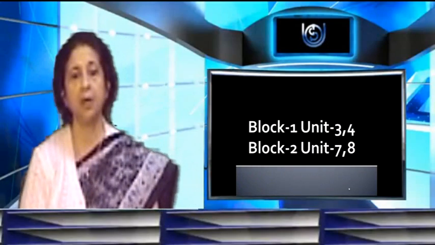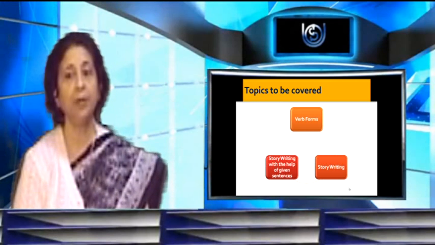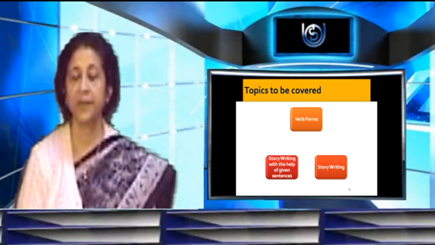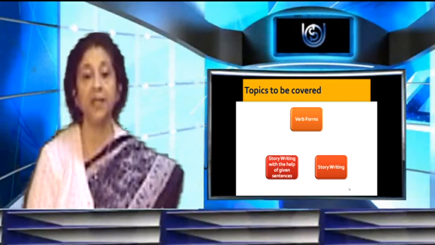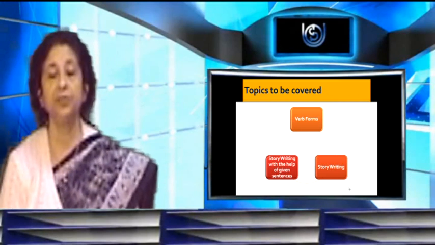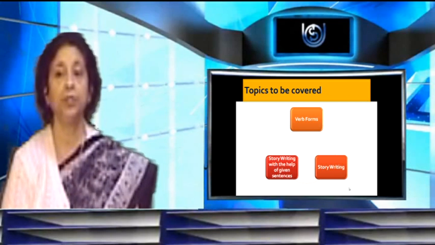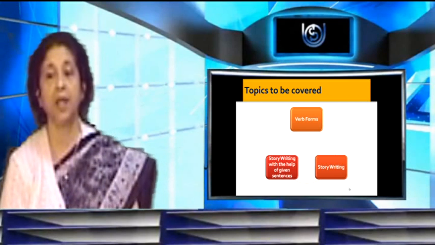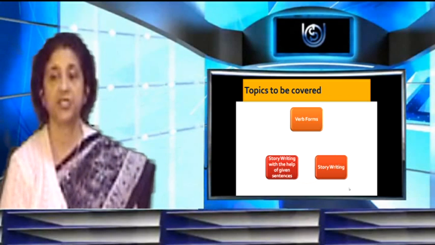FEG-01 session number 4. Topics to be covered: verb forms, story writing with the help of given sentences, and story writing. One kind of story writing is when clues are given to you. The second kind is you are just given a topic and then you have to write. Both kinds of story writing we are going to discuss in this session.